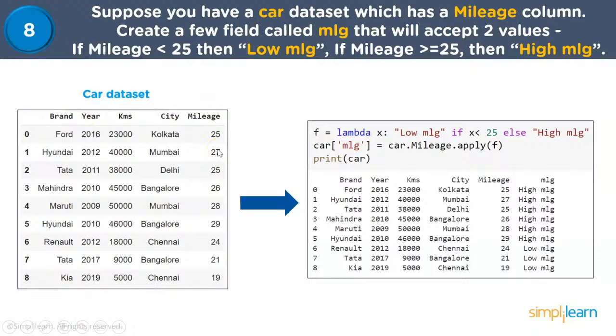Now if mileage is less than 25, I'll add the value low MLG to my new column. Else, if mileage is greater than or equal to 25, I'll add high MLG to my new column. So here you can see my final output. Wherever the mileage is less than 25, it should print low MLG, else it should print high MLG. And now let's do this on my Jupyter notebook.